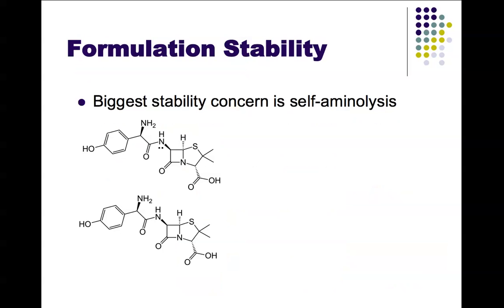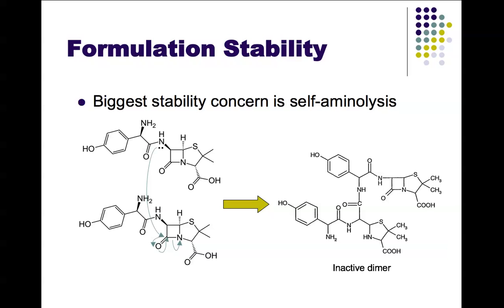Now, the biggest stability concern for amoxicillin tablets is the self-aminolysis reaction. This occurs when the nitrogen from one amoxicillin molecule nucleophilically attacks the carbonyl of another one, and that leads to opening of the beta-lactam ring and formation of an inactive dimer, as you can see here.